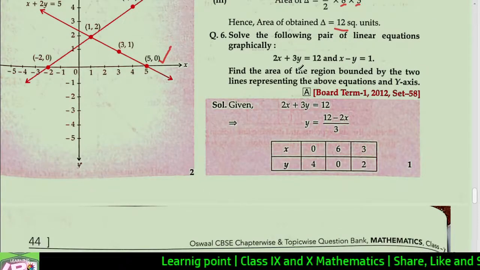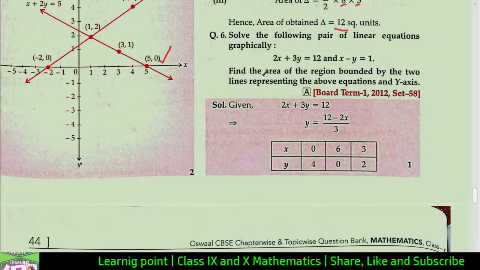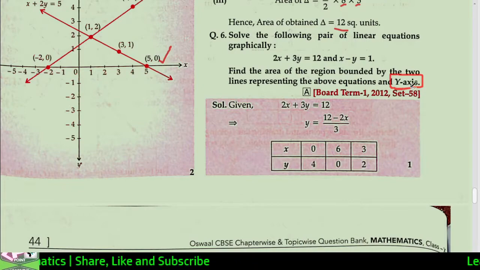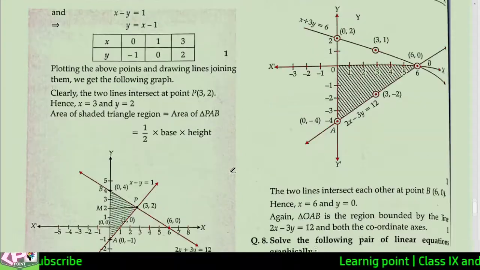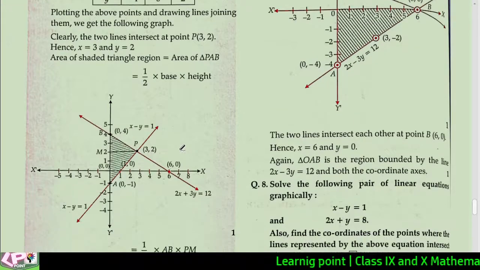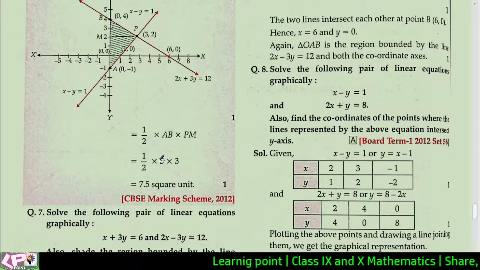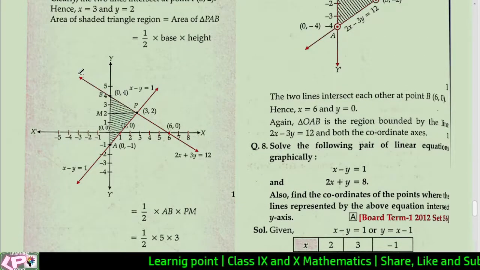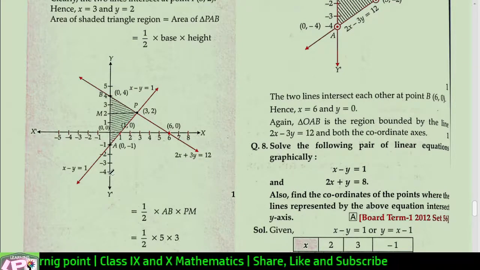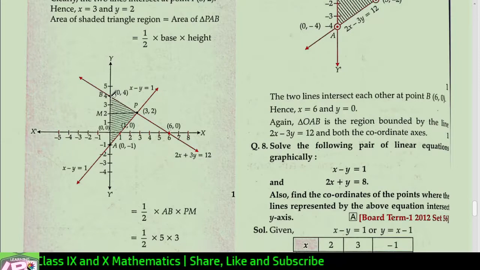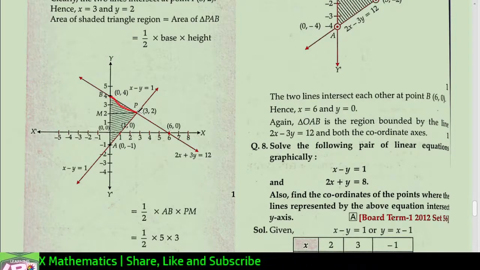Now in the next question also two equations are given to you. Find the area of the region bounded by the two lines representing the above equations and the y-axis. Now it is the y-axis. Look here, two lines and the y-axis. The tables are written for those two equations, and the graph is already drawn. Now look here, these are the two lines. So now consider the triangle formed with the y-axis. Which is the triangle? It is already shaded for you, I think you can understand this one.